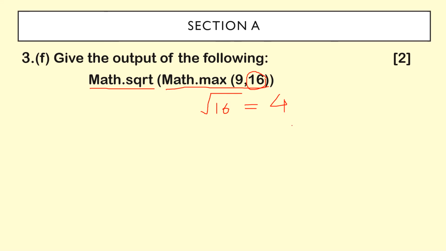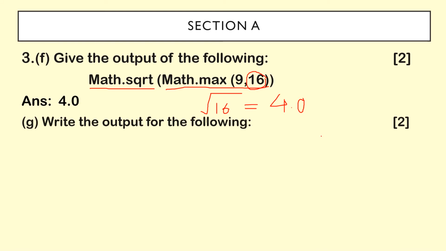But we know math functions generally return decimal values, that is the double data type. So it will not be 4, it will rather be 4.0. So the correct answer is 4.0.